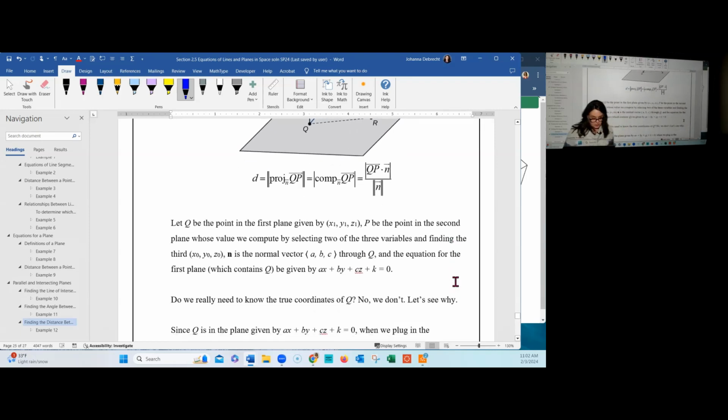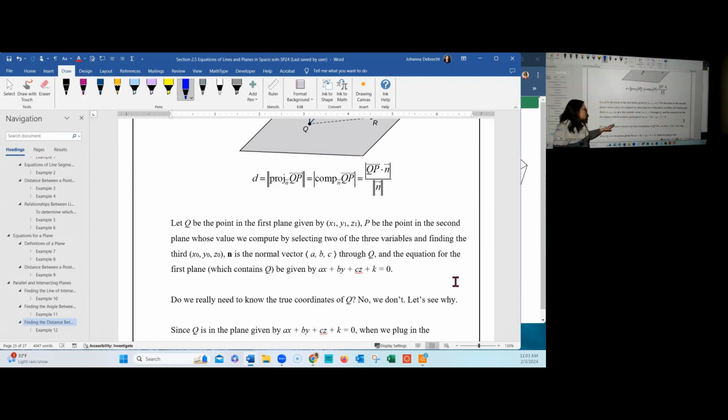So Q would be a point in the first plane. We'll say it's x1, y1, z1. And P is going to be a point in the second plane. We want the distance between the two planes. All right, so P might be x naught, y naught, z naught. And n is the normal vector of the plane that contains Q. All right, so it's ABC. And the equation of the plane which contains Q then would be given by Ax plus By plus Cz plus that D thing, or K, which in this case is the opposite of D.